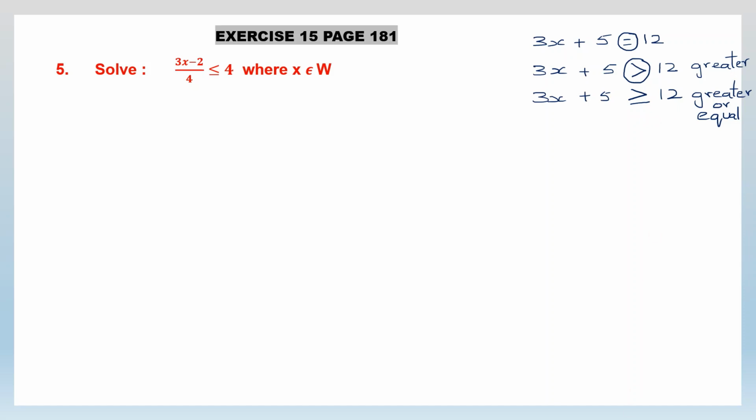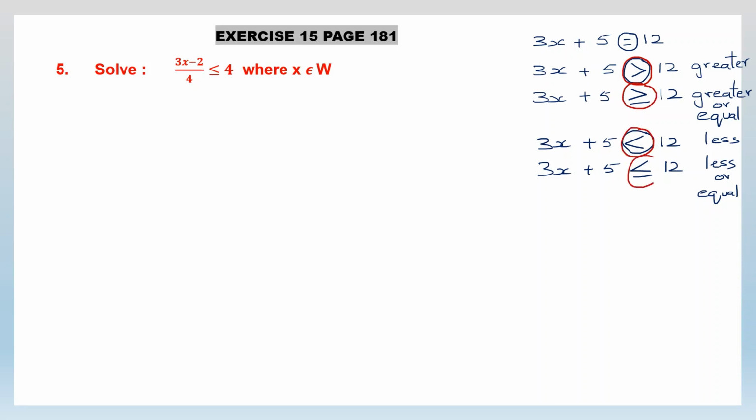Then what are the other symbols we use? 3x plus 5 is less than 12. So we use that symbol to show it is less than, or we have another symbol also. We say it's less than or equal to. So this is again less than or equal to. So what are all the symbols that we use in an inequation? We say greater than or equal to, less than or equal to. So these are the symbols that we use in an inequation, and we don't use the equal to sign.